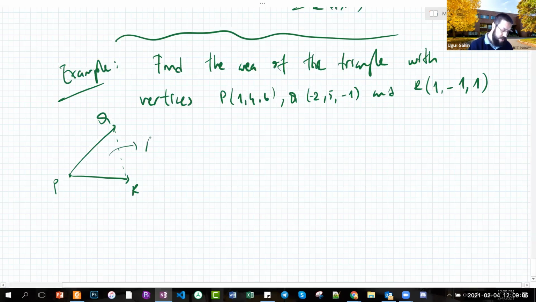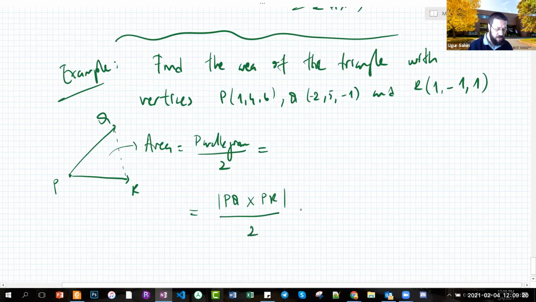So this area is equal to the parallelogram divided by 2. And then we know that it is going to be PQ times PR, the cross product magnitude, divided by 2.